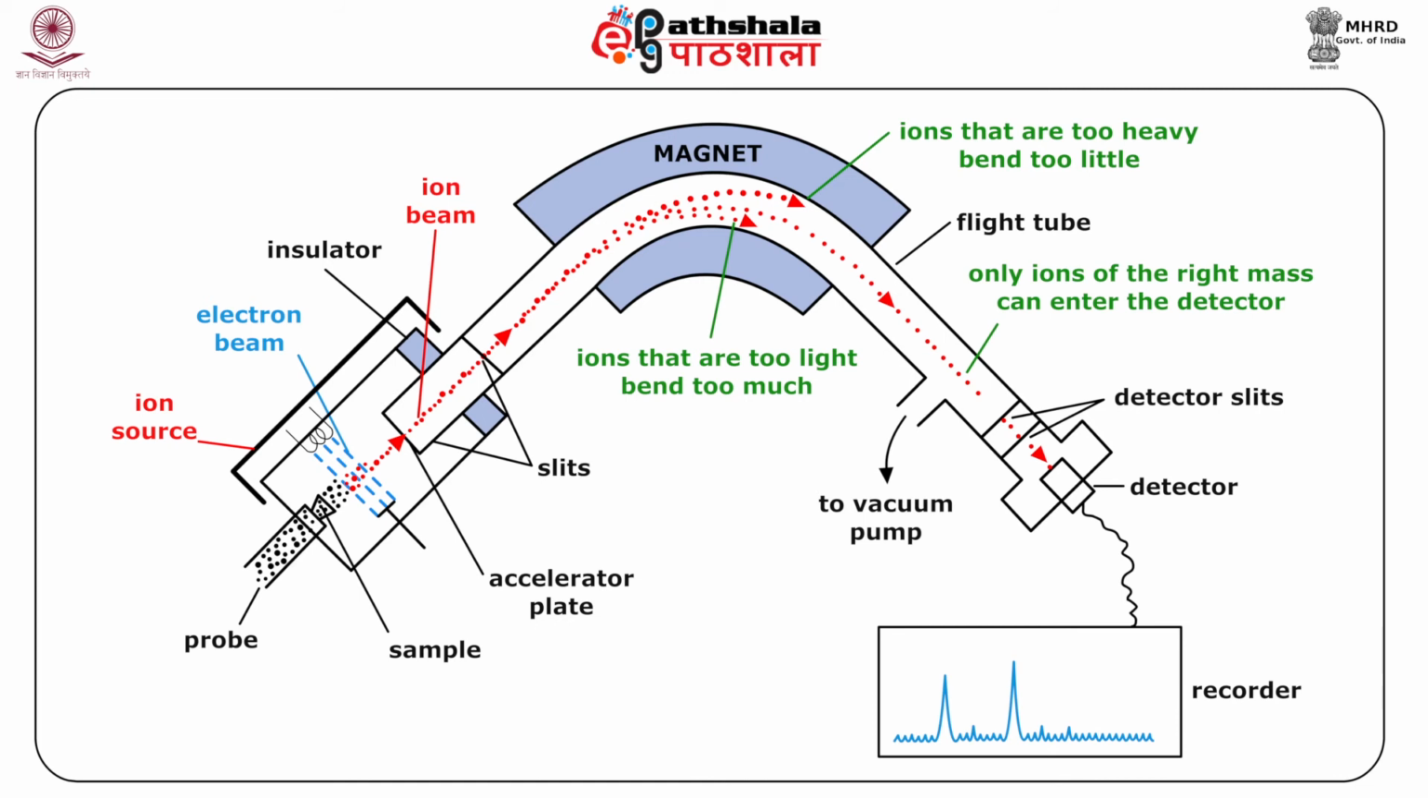A perpendicular magnetic field deflects the ion beam in an arc whose radius is inversely proportional to the mass of each ion. Lighter ions are deflected more than heavier ions. By changing the power of the magnetic field, ions of varying mass can be focused gradually on a detector secured at the end of a curved tube.